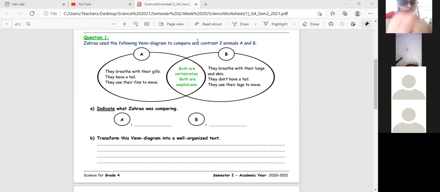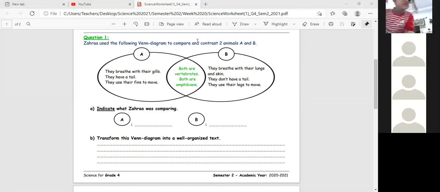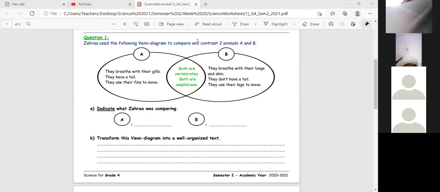It's an amphibian. It's a vertebrate. It has a tail, fins to move, and gills to breathe. Which animal is this? Miss, are you calling me? Yes, Nancy. They breathe with their gills. They have a tail. They use their fins to move. A fish. Don't look, Nancy. The A one. Who did not mute himself? Please mute.